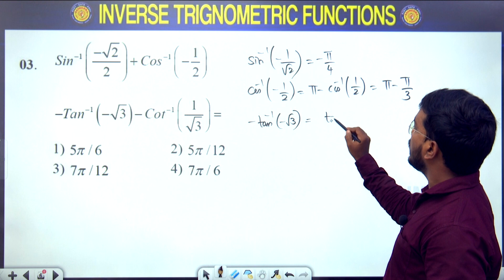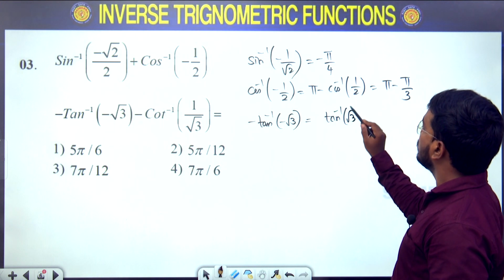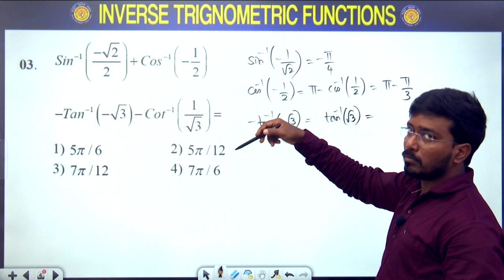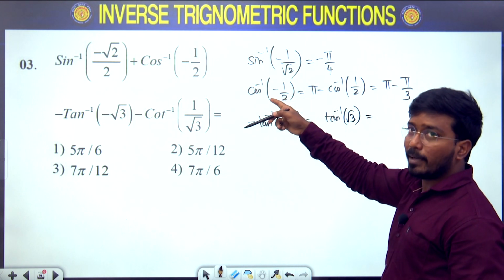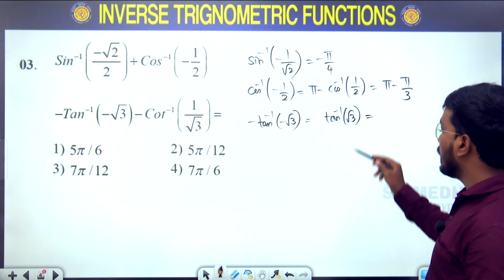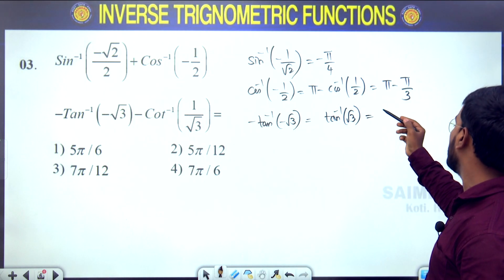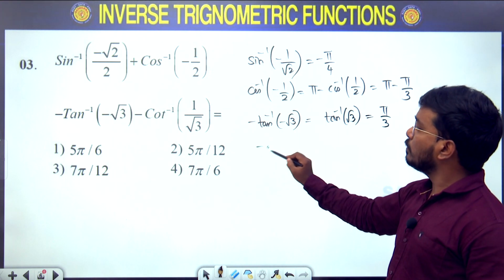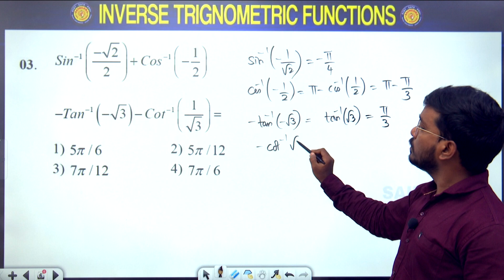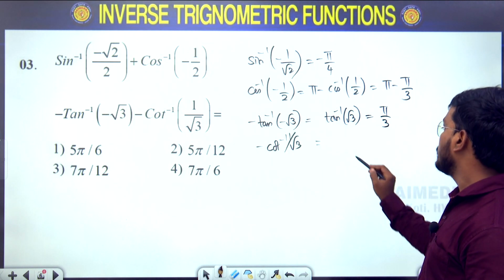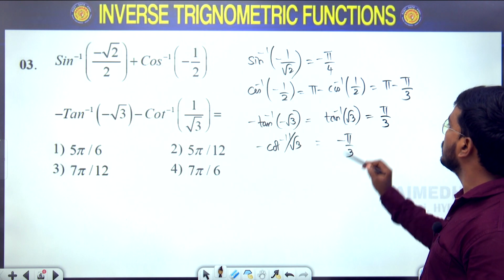So what is it going to become? Tan inverse of root 3. Remember, in sine and tan we can write the minus directly outside, but in terms of cos, sec and cot we need to add pi minus of. Okay, that is the formula. So tan inverse of root 3 is 60 degrees, which is pi by 3. Next one, minus cot inverse of 1 by root 3. Tan 30, cot 60, right? 60 is pi by 3, so minus pi by 3.